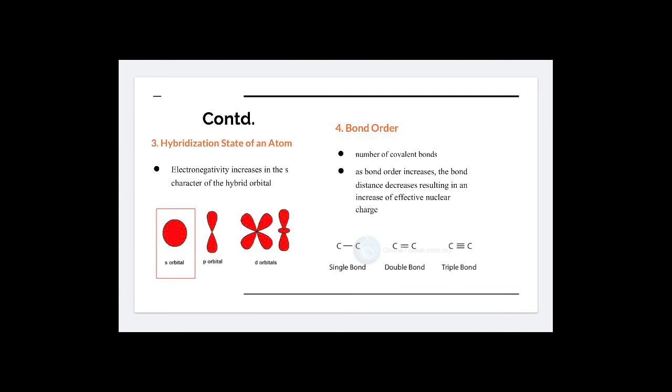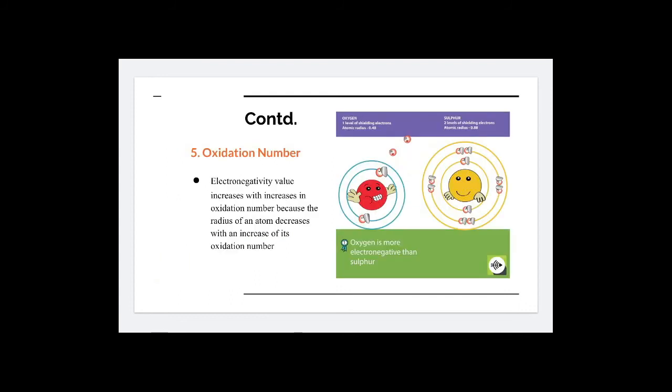And number 5 is oxidation number. Electronegativity value increases with increases in oxidation number because the radius of an atom decreases with an increase of its oxidation number.